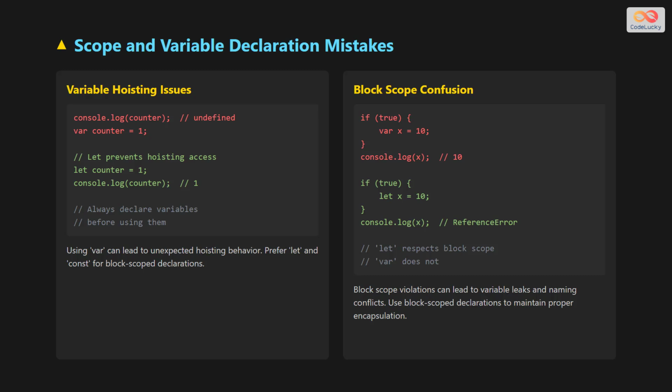Block scope is another important concept. Variables declared with var do not respect block scope, while variables declared with let do respect it. Look at the first code example. The console log statement outputs 10 even though the x variable is declared inside an if block. But when we use let to declare x, the console log statement gives a reference error since x is not available outside of the if block. Therefore, use let or const for block scope declarations to maintain proper encapsulation.